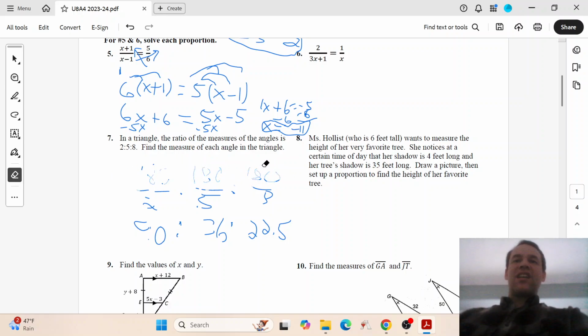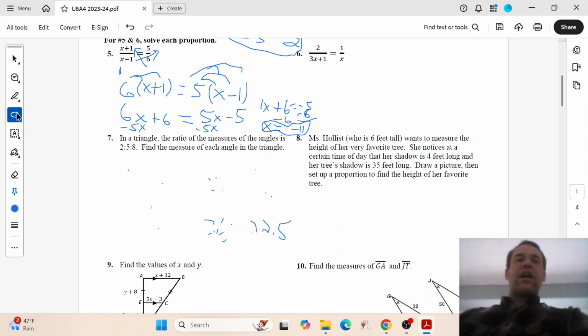Okay, so we're just trying to erase that there. So I'm thinking 2x plus 5x plus 8x. Feeling like it'd probably be the same thing, but we'll see. I feel pretty good about that. There we go. Okay, let's see here. So 2x plus 5x plus 8x, if it's a triangle, it needs to equal 180, right?